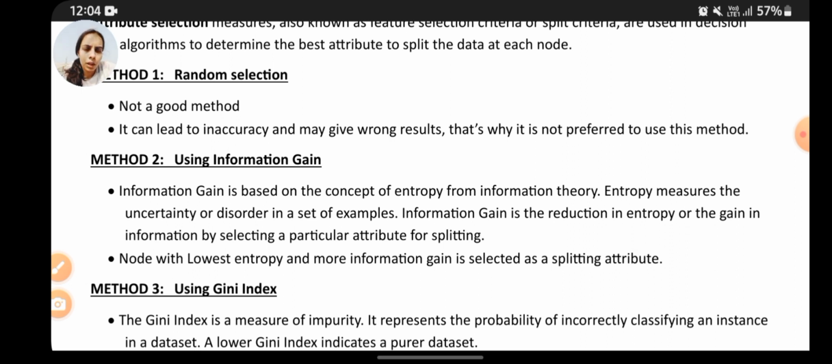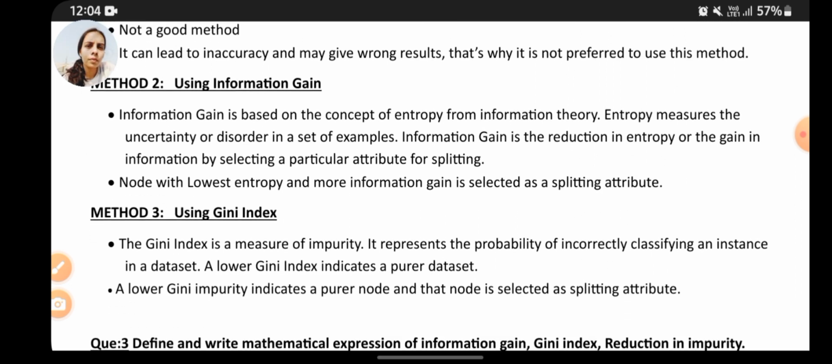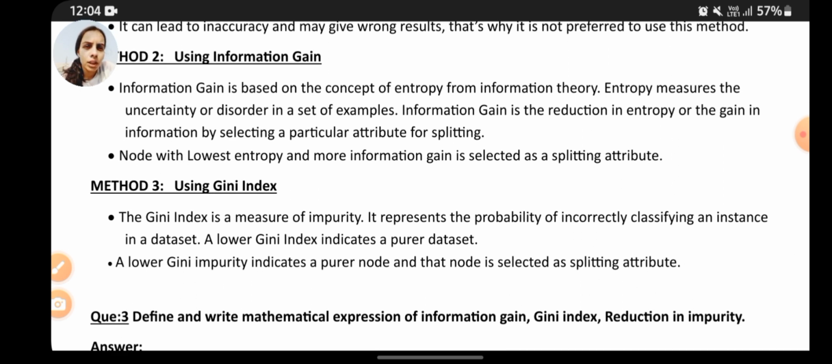The second method is using information gain. Information gain is based on the concept of entropy from information theory. Entropy measures the uncertainty or disorder in a set of examples. Information gain is the reduction in entropy, or gain in information, obtained by selecting a particular attribute for a splitting node.